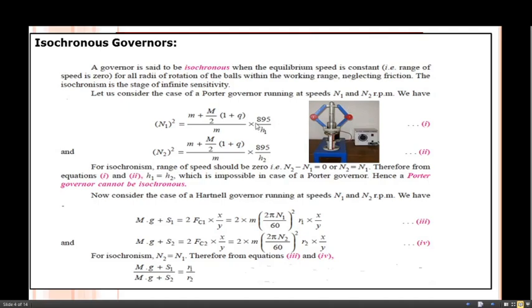So if we see here the case for isochronism, the range of speed should be 0. That is, N2 minus N1 must equal 0, or N2 must equal N1. From equation number 1 and 2, if you equate equation 1 and equation 2, what will happen if I say N1 equals N2? If you equate this, we get h1 must equal h2, but this is not the case with the Porter governor.